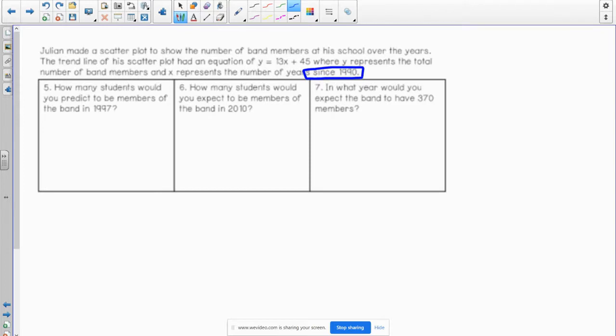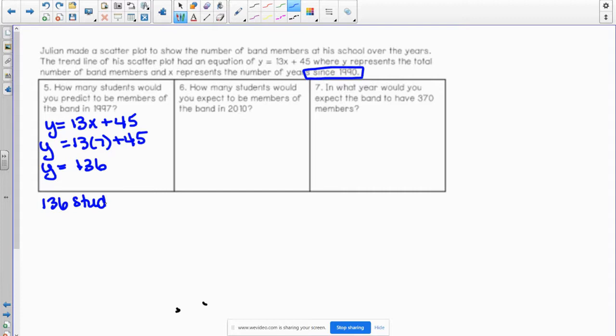That's a year after I graduated high school. So my equation is y equals 13x plus 45. I know the years. So if I go back up here, x is the years, but it's since 1990. So if I'm at 1997 and it's since 1990, that's 7 years. So I'm going to put x as 7. And then I'm just going to solve with my calculator here. So if I take 13 times 7 plus the 45, I'm going to get 136. So the question is, how many students would you predict? 136 students will be in the band in 1997.